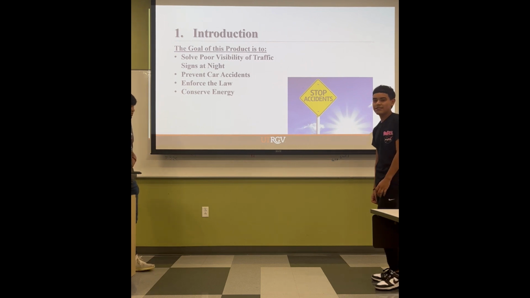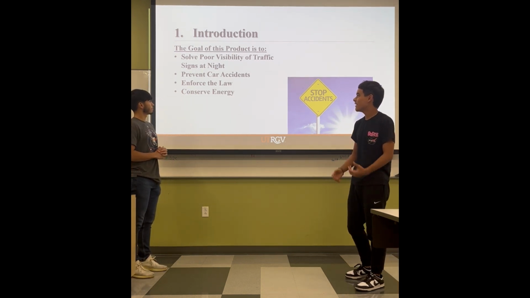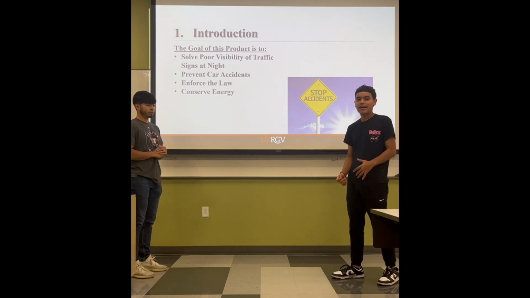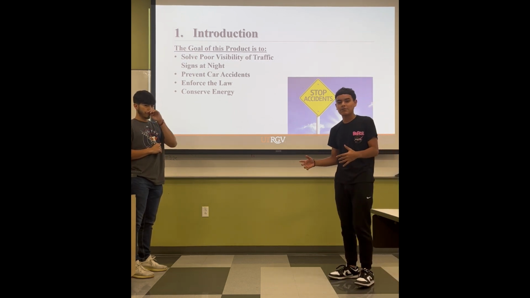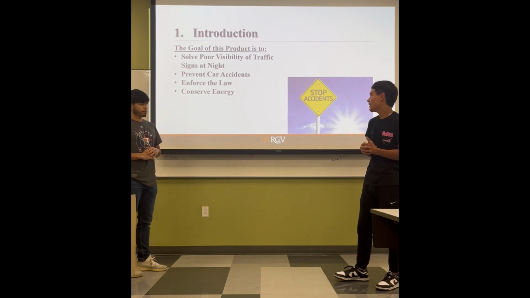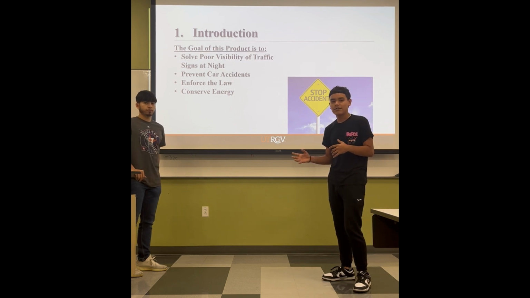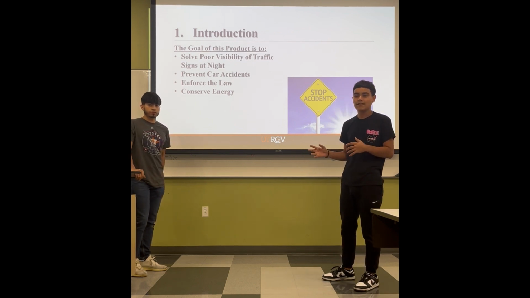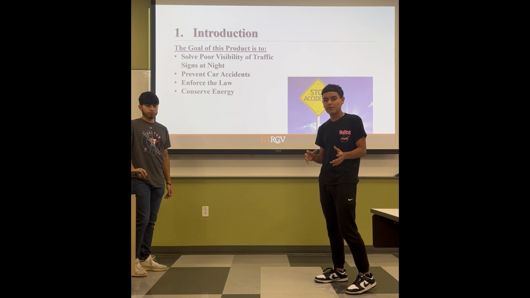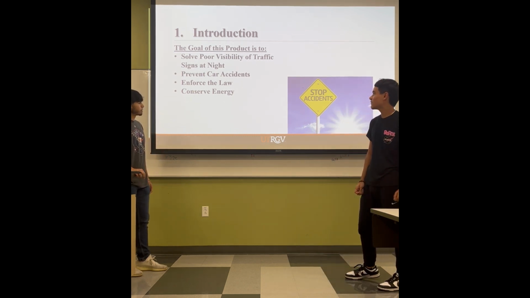So for an introduction to our project, the goal was to solve poor visibility at night and prevent car accidents. Another goal of this project was to help people follow the law, especially at night. We also wanted to incorporate a system that conserved energy so the lights would not flicker when nothing is there. We wanted to have a motion detection system incorporated. So that's a little introduction to our project.